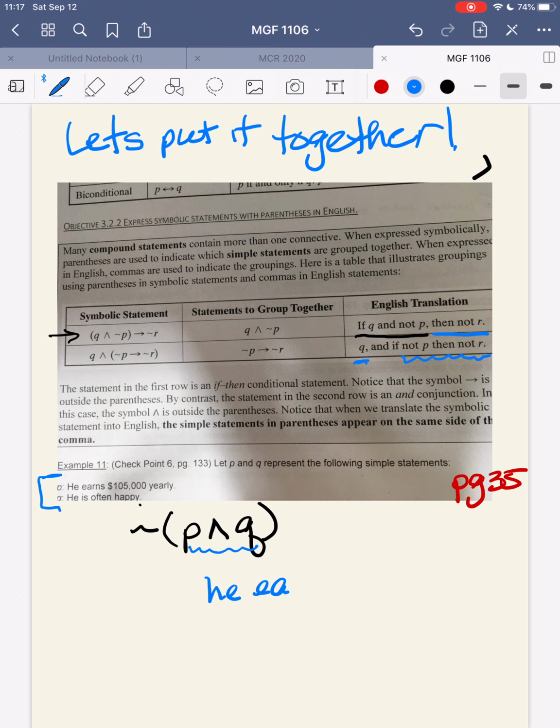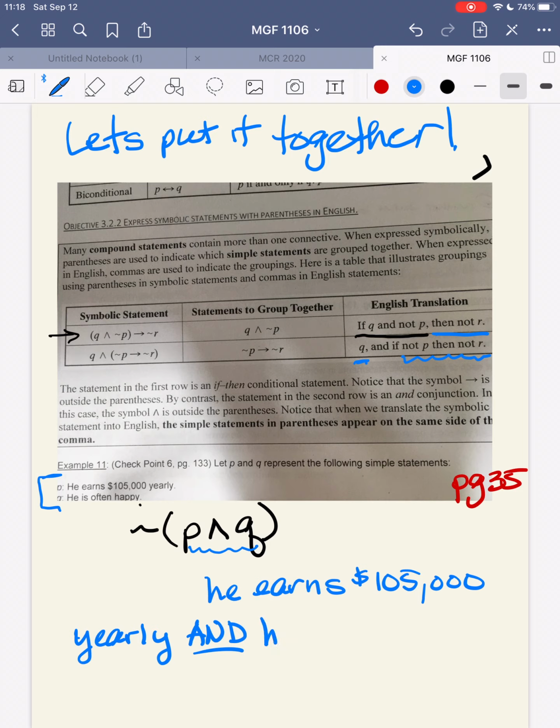So he earns $105,000 yearly, and there's my and, I have to have that in there. He is often happy. You must put the other he back in there. Don't cut corners on that. Don't put and is often happy. You have to have that he in there.